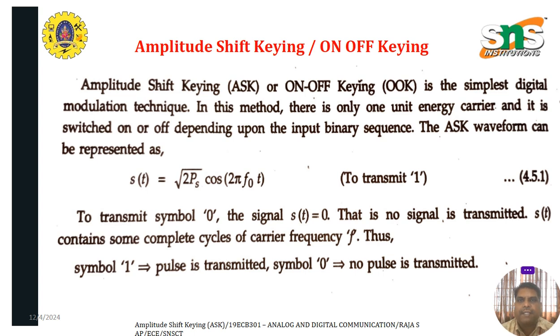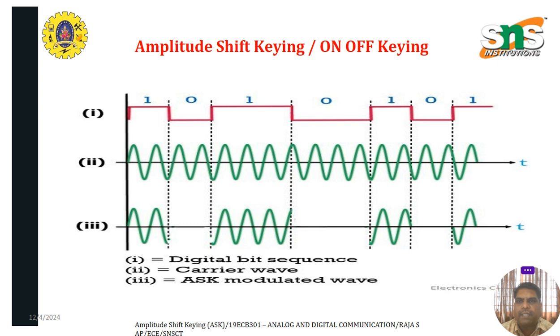Amplitude shift keying, or simply on-off keying, is the simplest digital modulation technique. In this technique, there is only one unit energy carrier, and it is switched on and off depending on the input binary sequence. The ASK waveform can be represented as S of t equals root 2 Ps cos 2 pi f naught t when we transmit the data as 1. To transmit symbol 0, the signal will be S of t equals 0, that is, no signal is transmitted. S of t contains some complete cycles of carrier frequency f. For symbol 1 a pulse is transmitted, and for symbol 0 no pulse is transmitted.